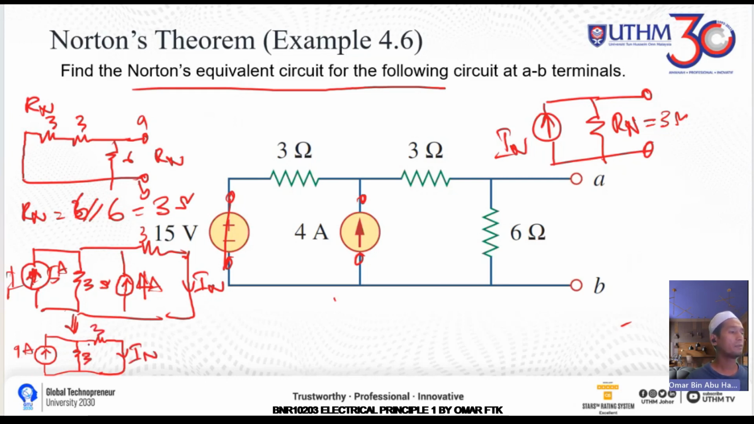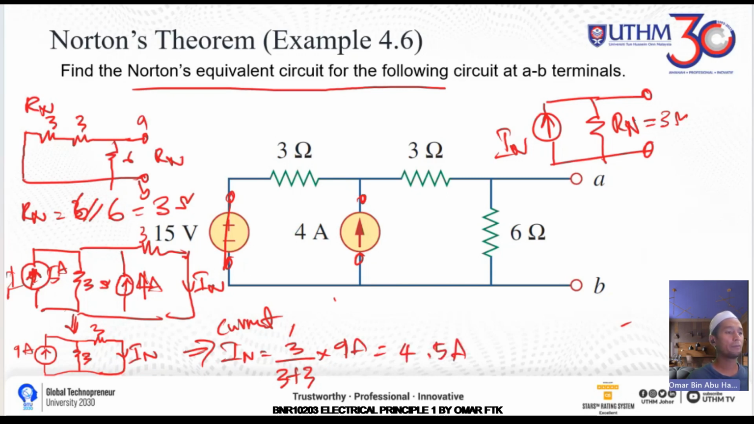So from this you definitely get your IN using a current divider. So current IN equals 3 over 3 plus 3 times 9 ampere. So half of it. That means your IN will be 4.5 ampere, your Norton current. Okay, so done with this one.